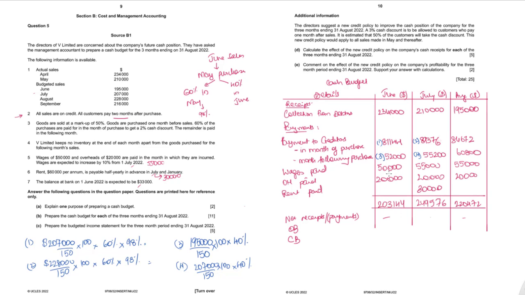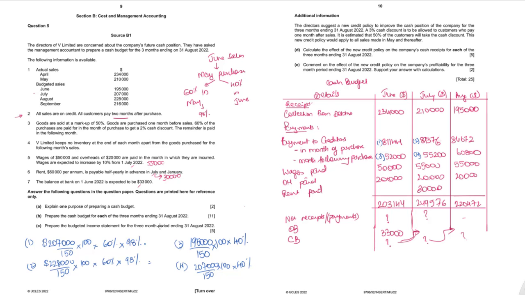And then you get net receipts by subtracting payments from receipts. Then the opening balance given in the question, adjustment number 7, is 33,000. Once you have the net receipt and payment for June, you add that to the opening balance and you get your closing balance. This closing balance of June will be the opening balance for July, and you will also get your net receipt and payment here. You will add them, you will get the closing balance for July. That becomes the opening balance for August, and then you get the closing balance for August as well.